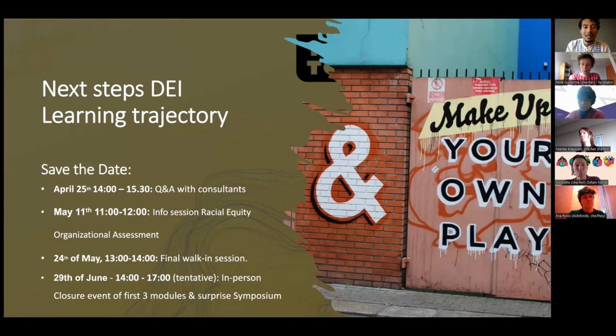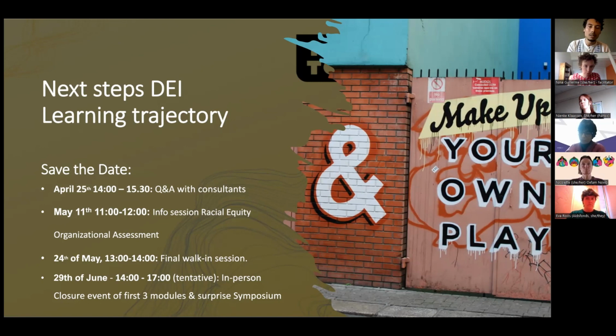Then on the 11th of May, the Racial Equity Index that we've also invited for this session will hold an informational session where you can participate as an organization to learn more about what it means to take an organizational assessment. And of course, after that, there will be an option to take that assessment as well with the guidance of the Racial Equity Index.